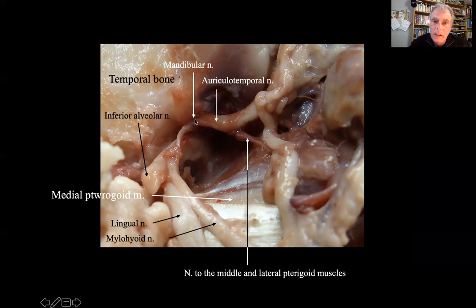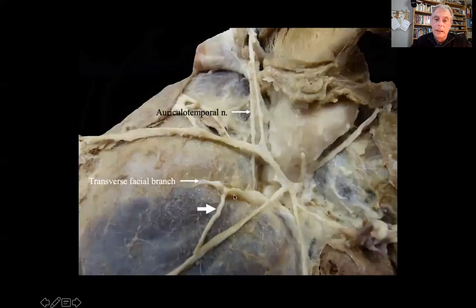What do we see here? The mandibular nerve going through the oval foramen and branching into the inferior alveolar, the lingual nerve, the mylohyoid nerve, and the auriculotemporal. And from these, as you see, they detach from the auriculotemporal and reach the pterygoid muscles, to innervate the medial and lateral pterygoid muscles, right? So this is what I wanted to show you.